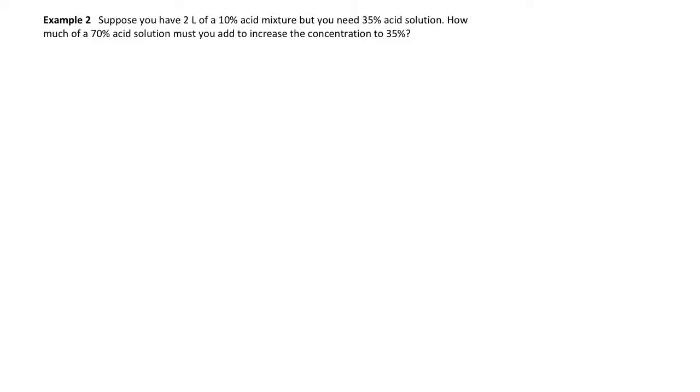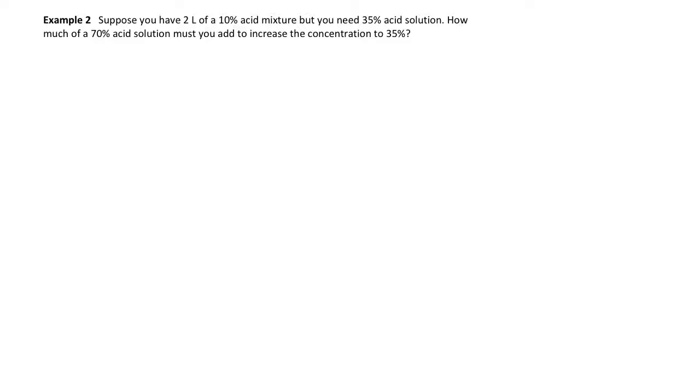And for example 2, same idea as in example 1. This is just going to be a slight variation on that. So I'll read through it. Suppose you have 2 liters of a 10% acid mixture, but this time what you want to end up with is something that is 35% acid. How much of a 70% acid solution must you add to increase the concentration to 35%?